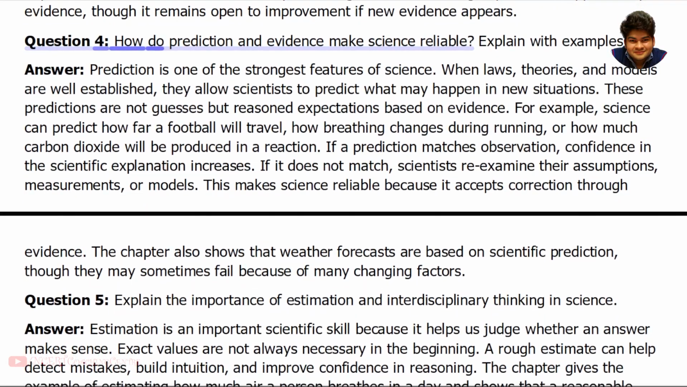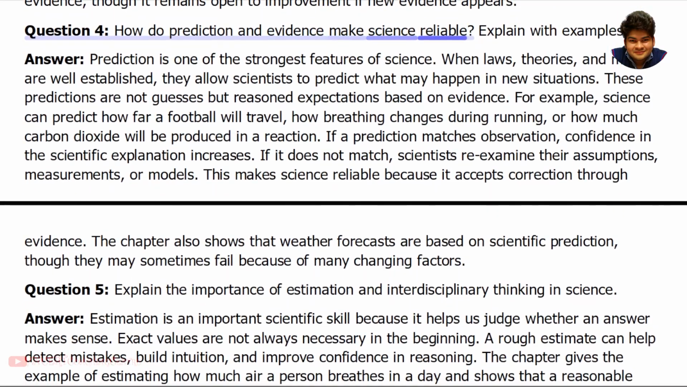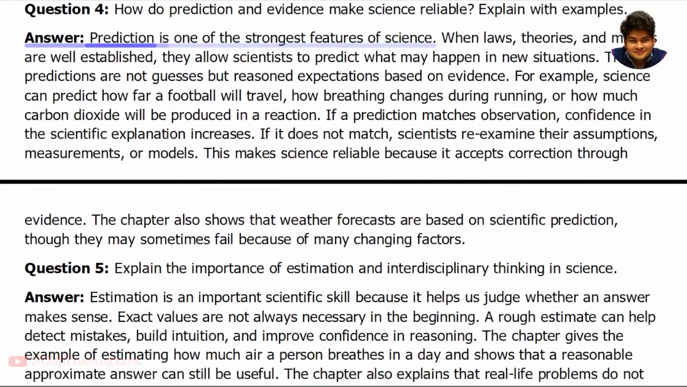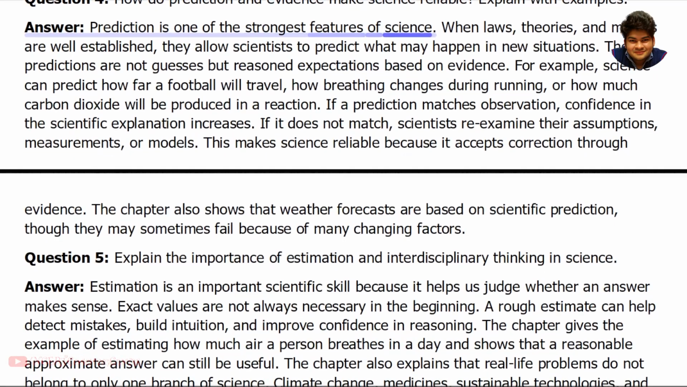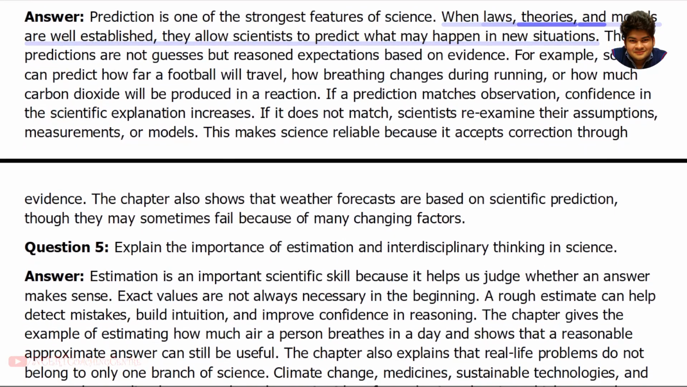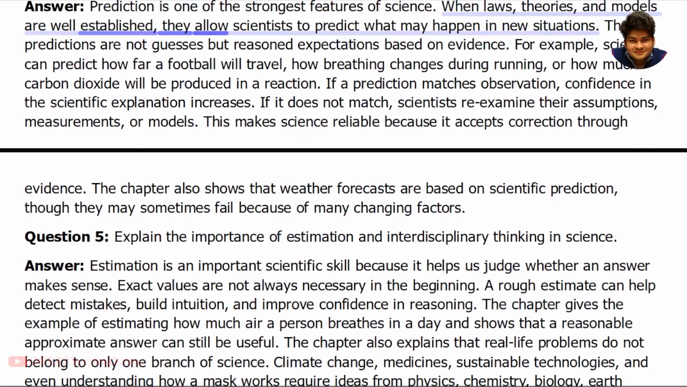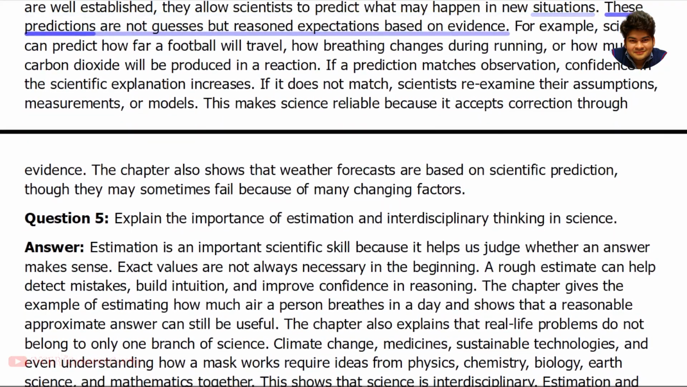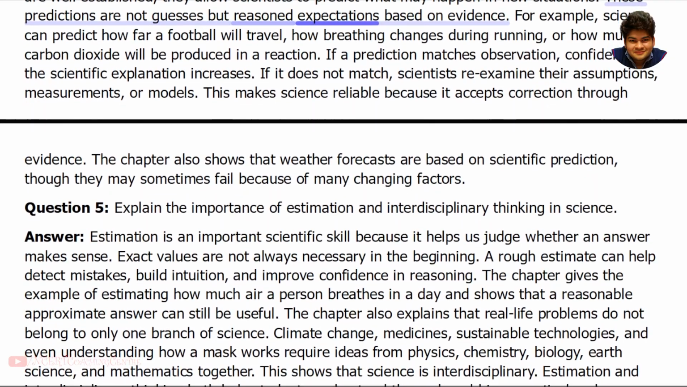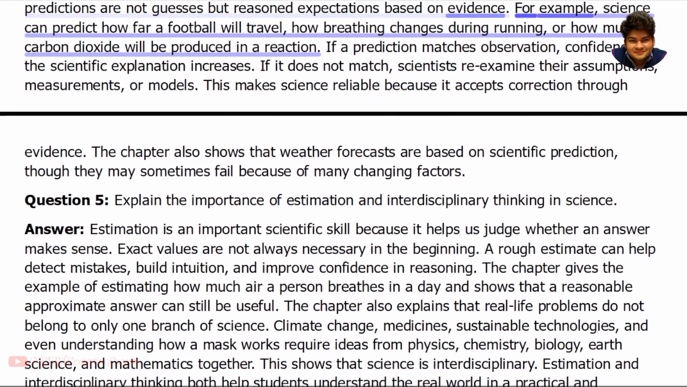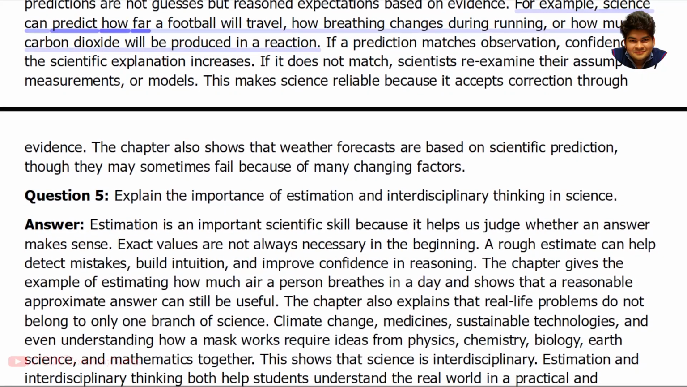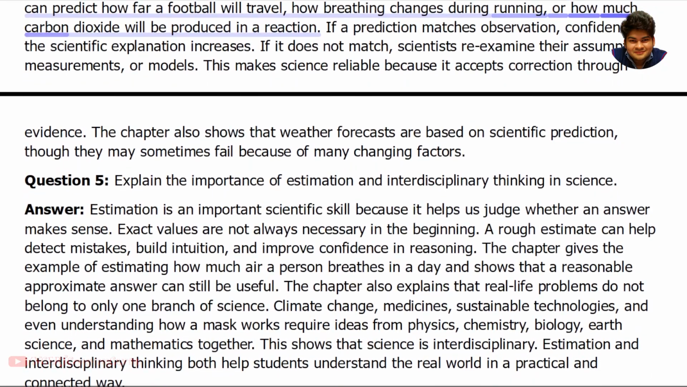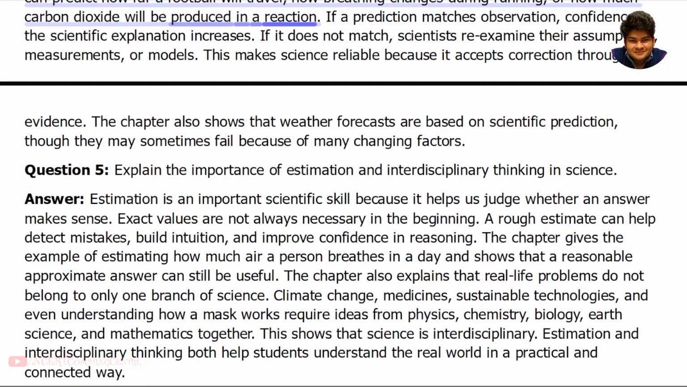Question 4. How do prediction and evidence make science reliable? Explain with examples. Answer: prediction is one of the strongest features of science. When laws, theories, and models are well established, they allow scientists to predict what may happen in new situations. These predictions are not guesses but reasoned expectations based on evidence. For example, science can predict how far a football will travel, how breathing changes during running, or how much carbon dioxide will be produced in a reaction.